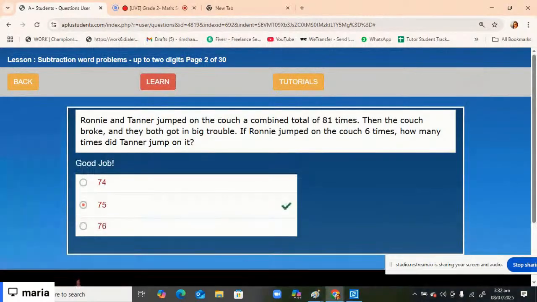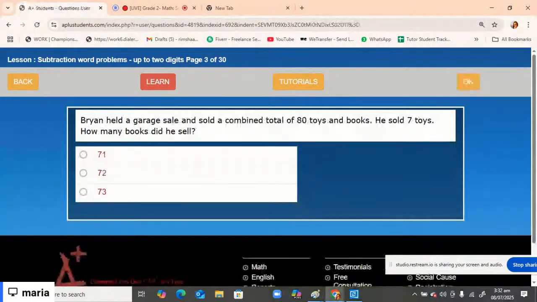You all also solve it in your notebook, and then tell me the answers. Now this question, you solve it and then tell me the answer. Brian held a garage sale and sold a combined total of 80 toys and books. He sold 7 toys, so how many books did he sell? Total is 80, then you subtract 7 from it and then tell me the answer. Everyone do it. 80 minus 7.